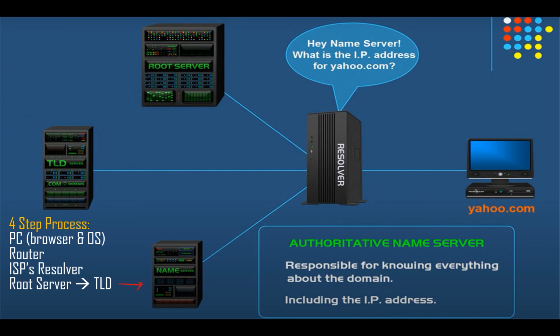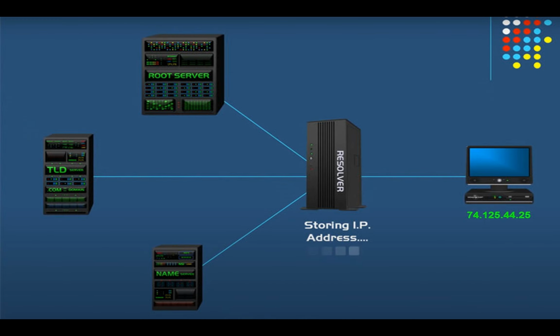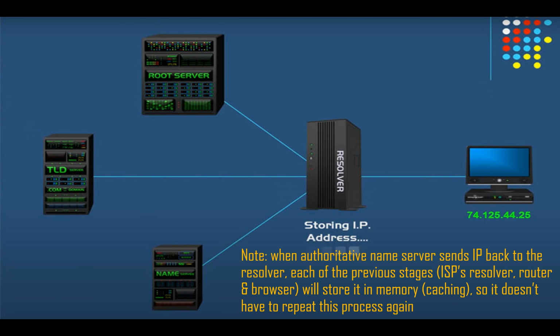So again, just to recap, first it's going to check on the PC, the browser on OS. If they don't know it, then it's going to go to the router. When we say the router, I mean basically the local DNS server. Then if that doesn't know it, it's going to go to the ISP's resolver, the ISP's DNS server. Then it's going to go to the root server, the TLD, and finally the authoritative name server.